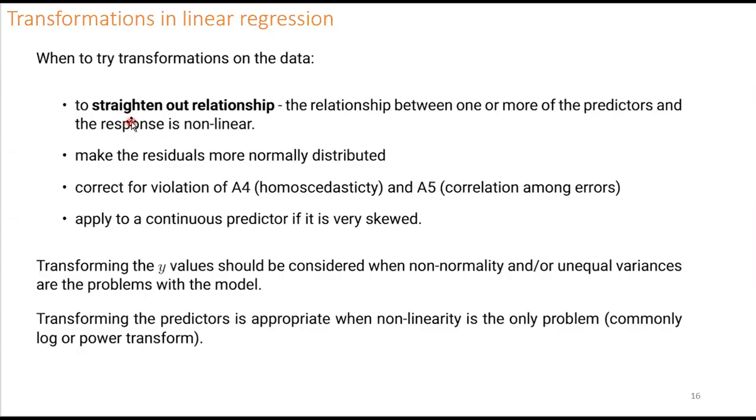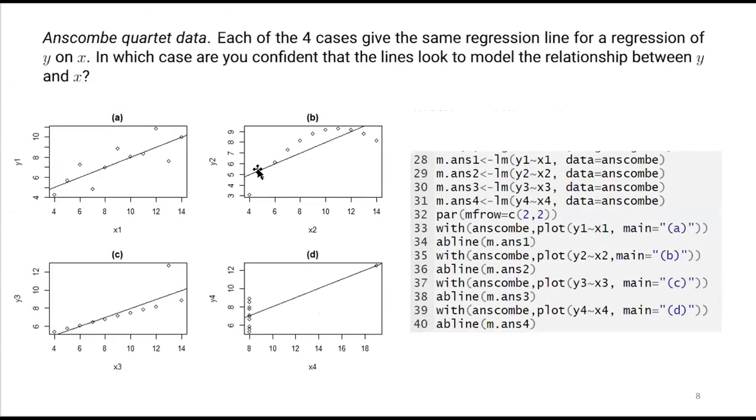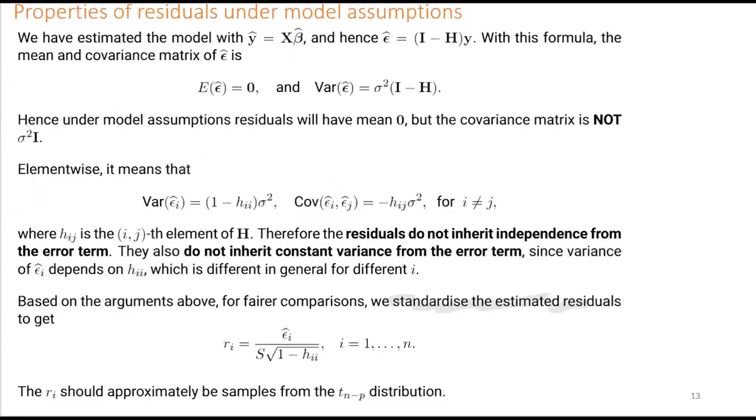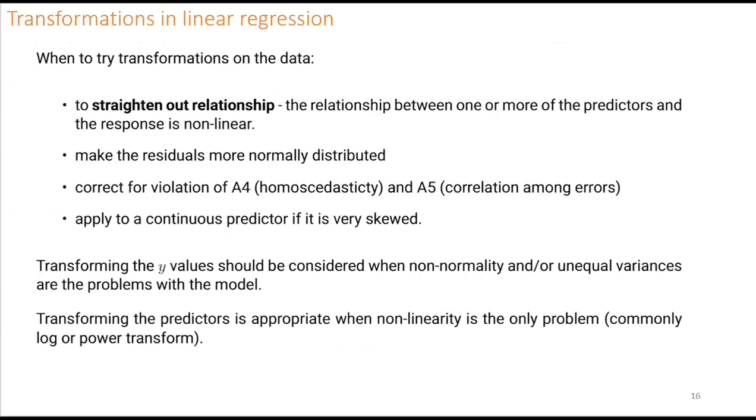Okay, so why do we apply transformations again? To straighten out the relationship when the relationship between the predictors and the y is nonlinear. That would be this case. Instead of regressing y on x, hopefully you can imagine that you're regressing more like y on x squared. It's more like a quadratic thing. We can also apply transformations to make the residuals more normally distributed, more symmetrical.